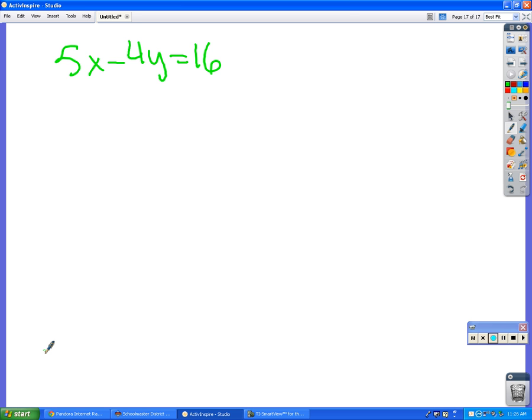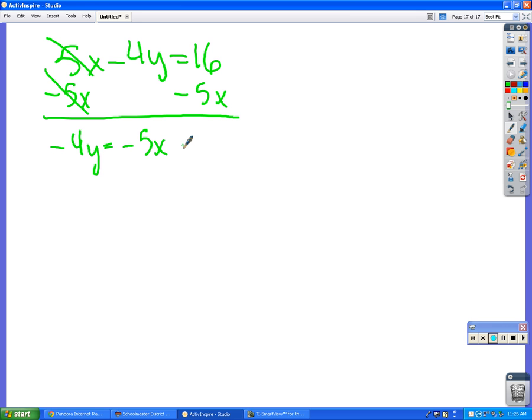I want to get the y by itself, so I don't really care that this 5 is in front of the x. I care more about this -4 here, okay? Let's do the subtraction first. Minus 5x. So let's get the minus 5x over here. So those cancel, and then that leaves me -4y equals, I'm going to tuck the x in front just because that's usually how we write it.